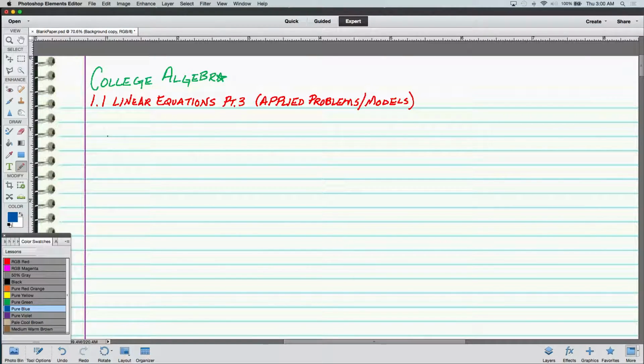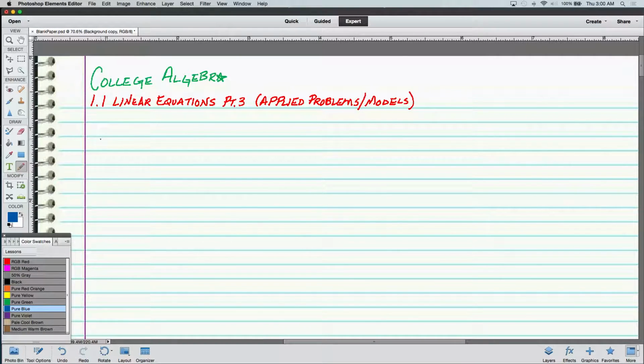This is section 1.1, Linear Equations, part 3. Today we will be working on applied problems or linear models, or what is commonly referred to as, everybody's favorite, the word problem. We're going to be reading word problems and how to come up with linear equations and solve those linear equations from the actual word problems.